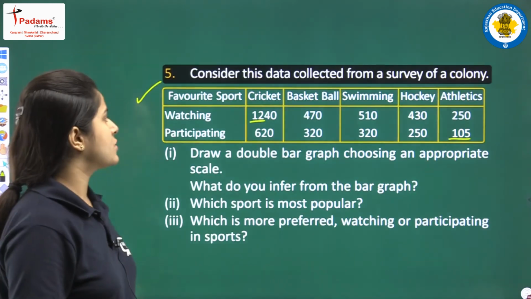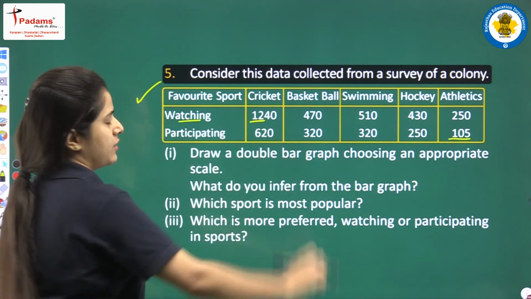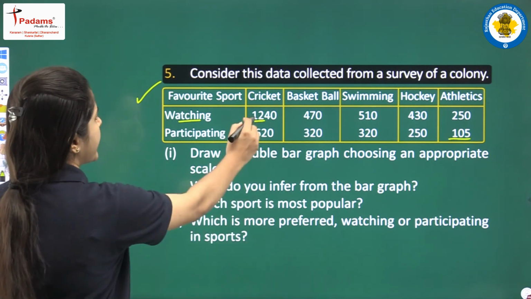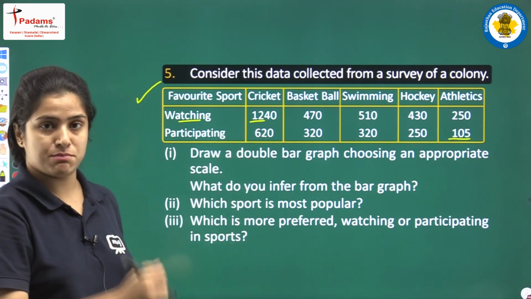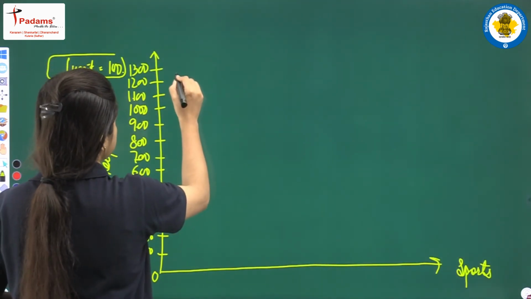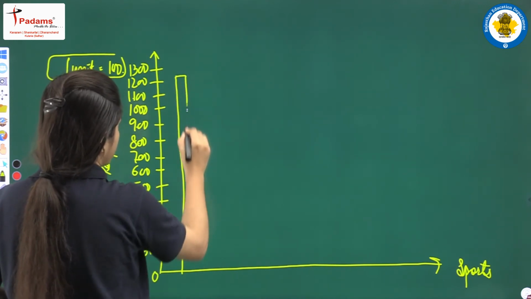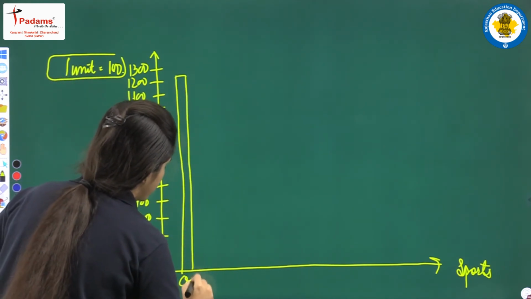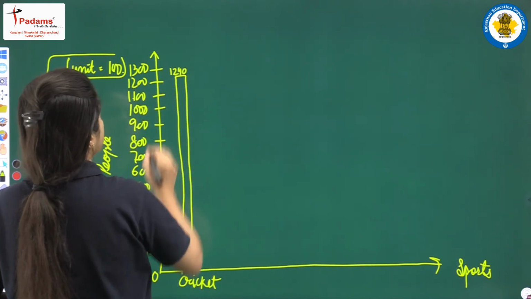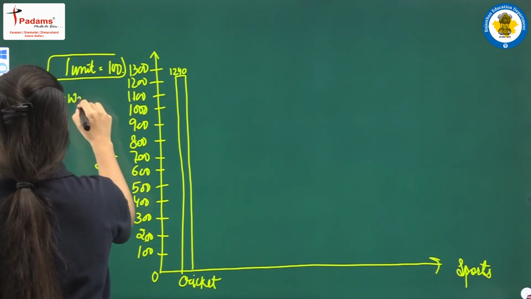Okay, firstly students will be having the bar of watching only. Watching will be drawn by yellow color. So cricket is watched by 1240 people. Okay students, 1240 is somewhere like here. This is of cricket. This color is of watching.